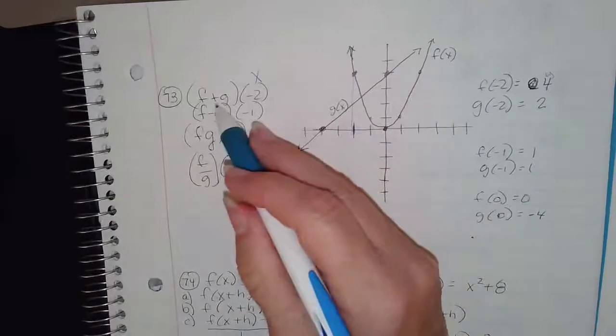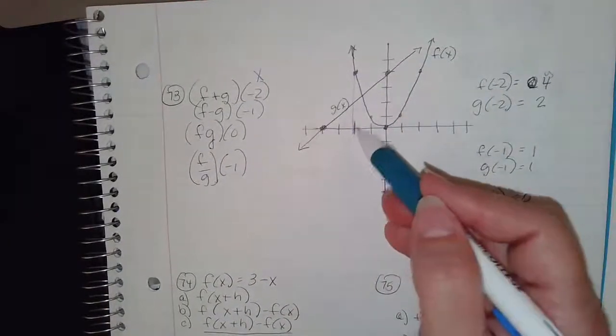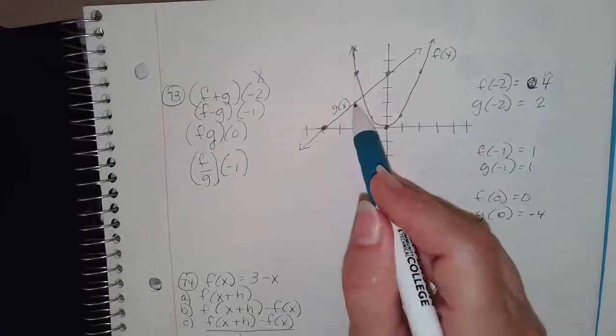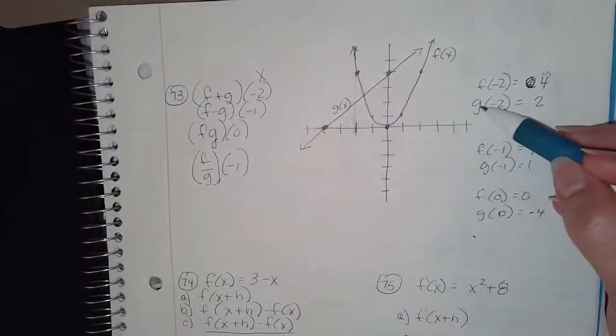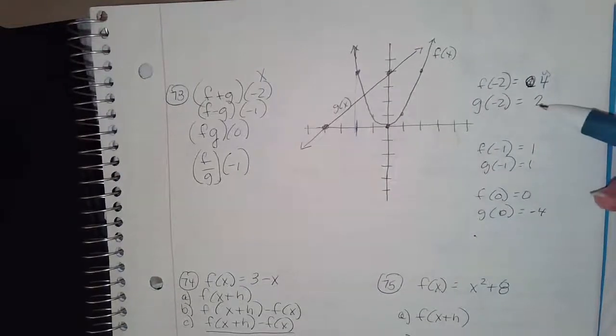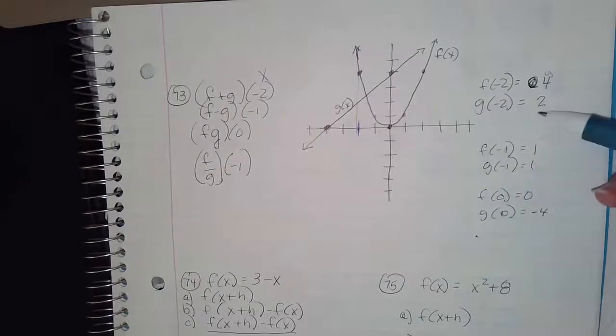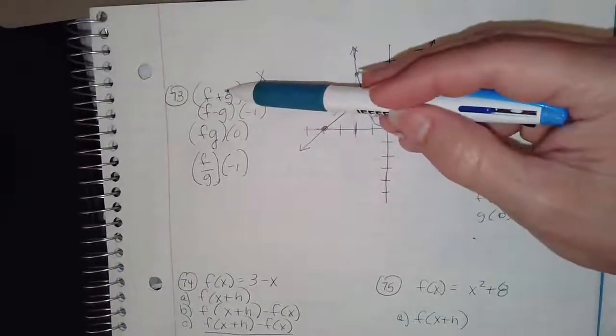Then we do the same thing for g. Function g, the line, at negative 2, it's up 1, 2 places. So at function g, the line, at x is negative 2, the y value, or how far it's up or down, is positive 2. Then it says to add those two answers.